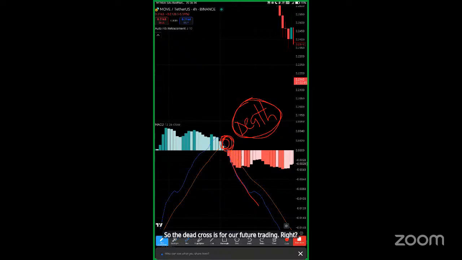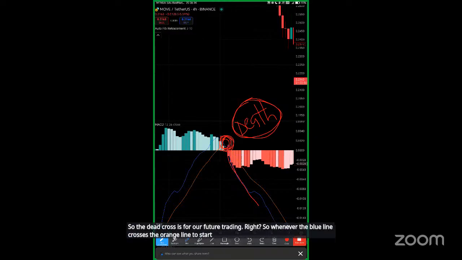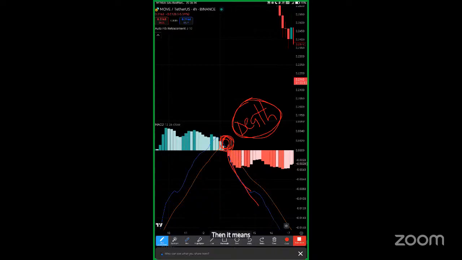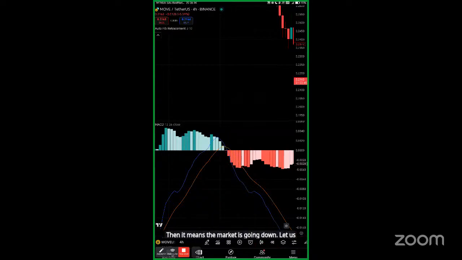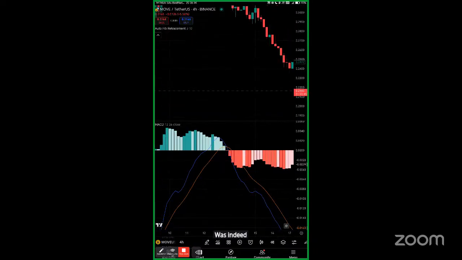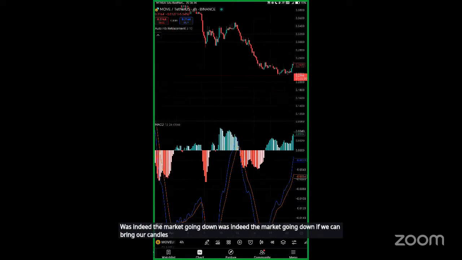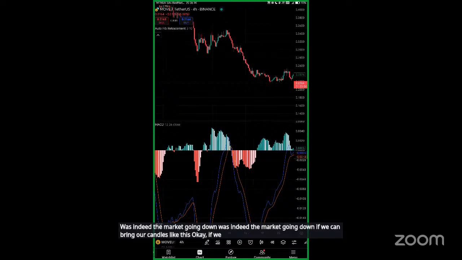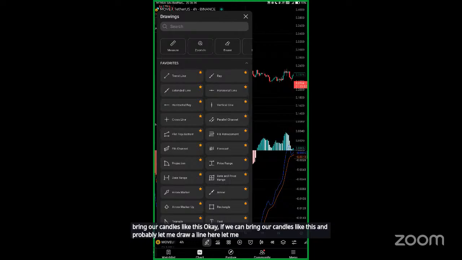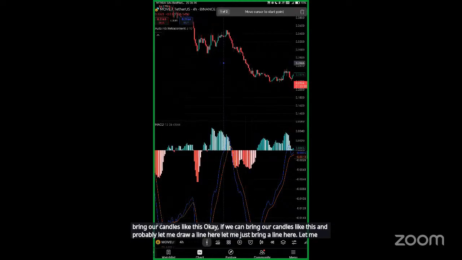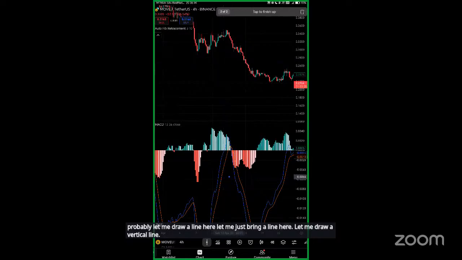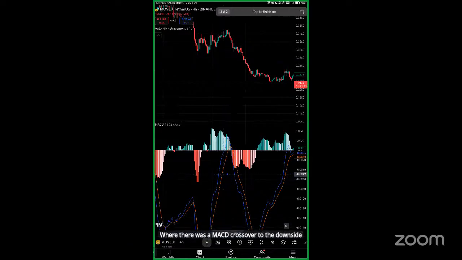Whenever the blue line crosses the orange line to start moving below it, it means the market is going down. Let us look above here. Was the market indeed going down? If we can bring our candles like this, let me draw a vertical line where there was a MACD crossover to the downside of the market.